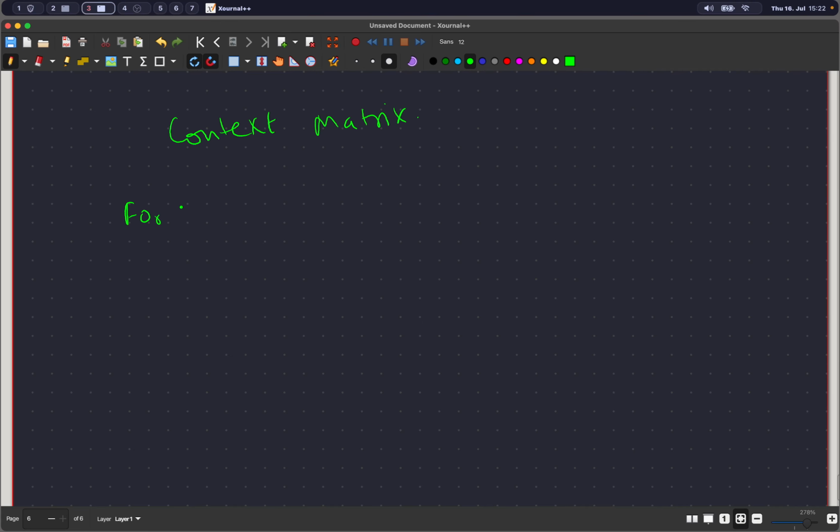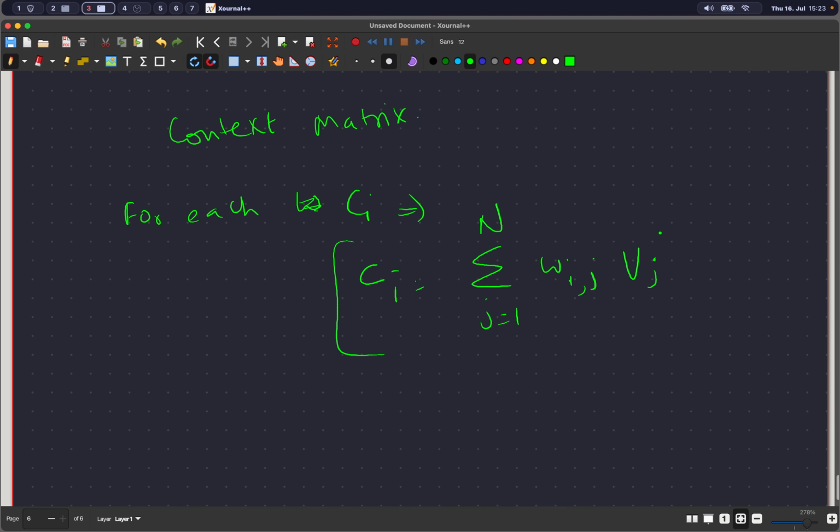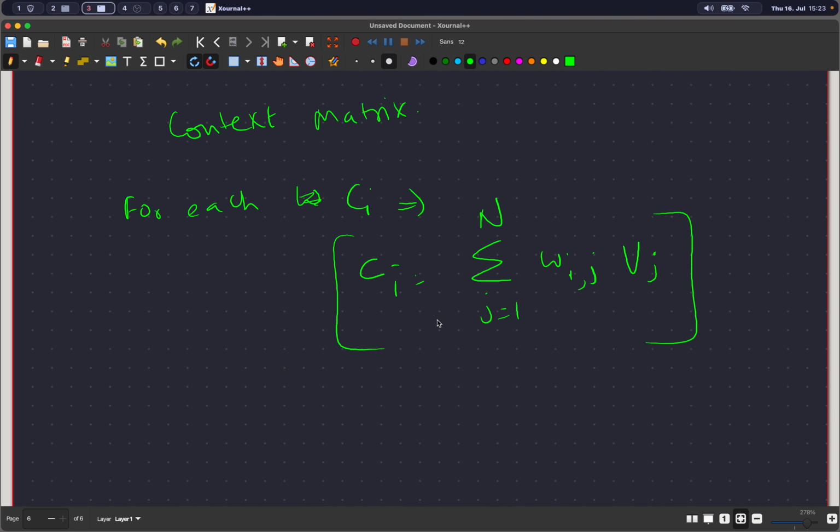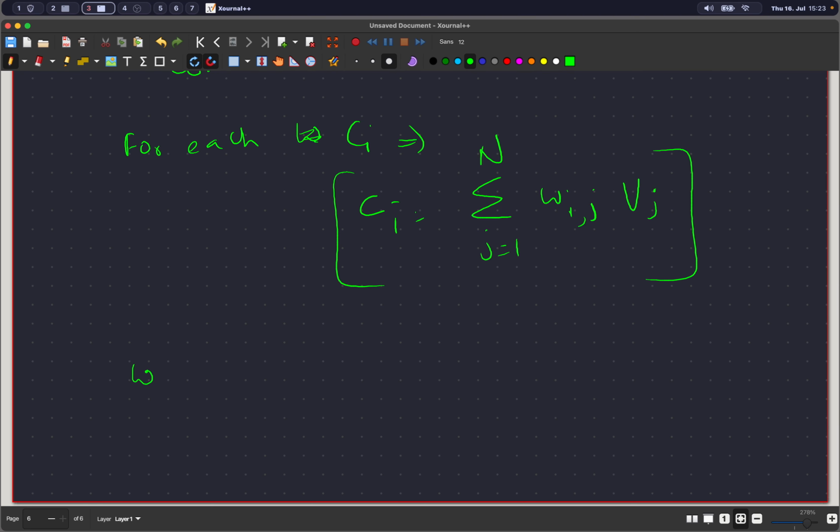Now, for each word that we have in our corpus, let's say each word Ci, after applying all the steps, Ci is the weighted sum of all the value vectors in the sequence. So we can write Ci as the sum over j equals 1 all the way to n, applying the weights and multiplying by the value vector that we have. So for word i, we had our initial representation. Now the word i's representation has the context and meaning from the entire sequence.